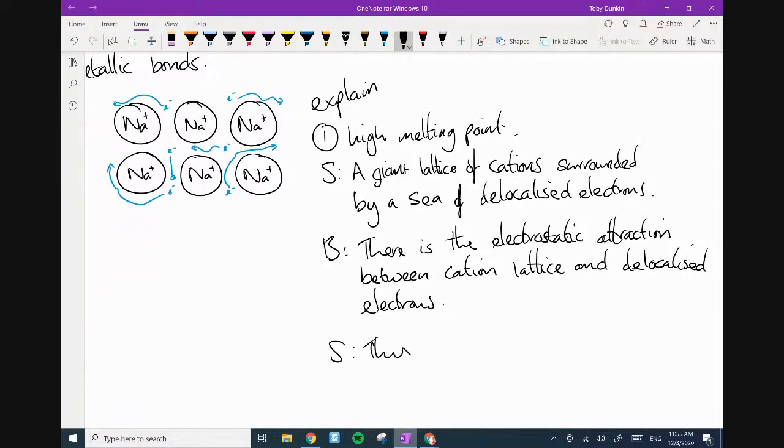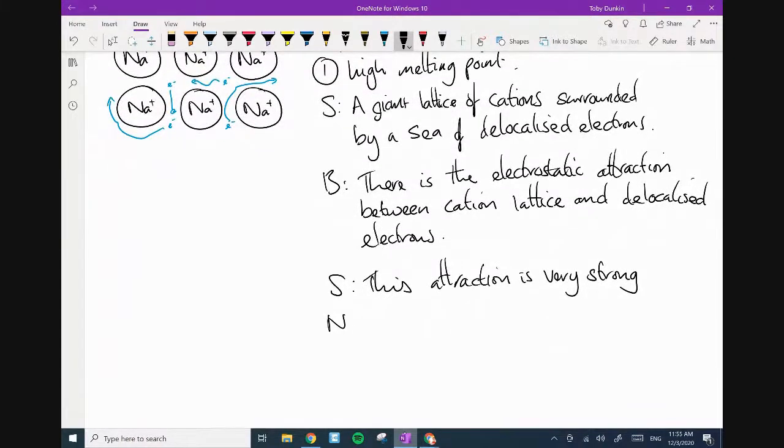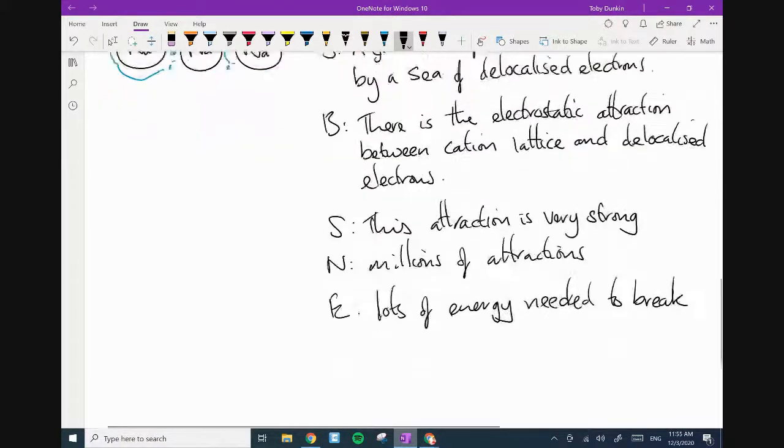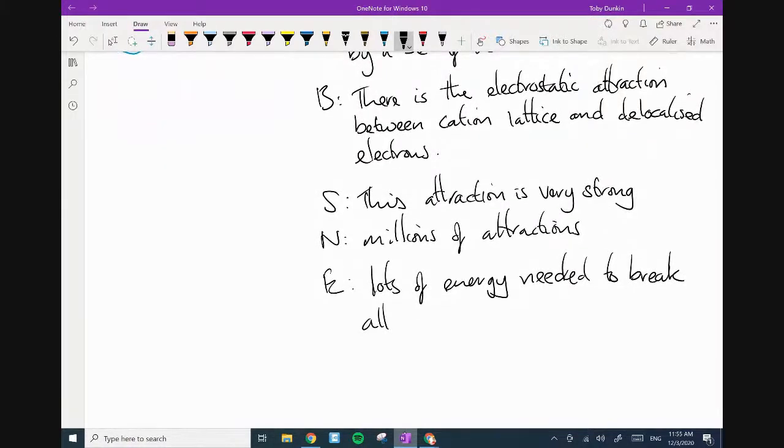Strength. This attraction is very strong. This is what makes metals strong. This attraction is very strong. It's giant. Number: millions of attractions. Energy: lots of energy needed to break all the metallic bonds. To break all attractions.